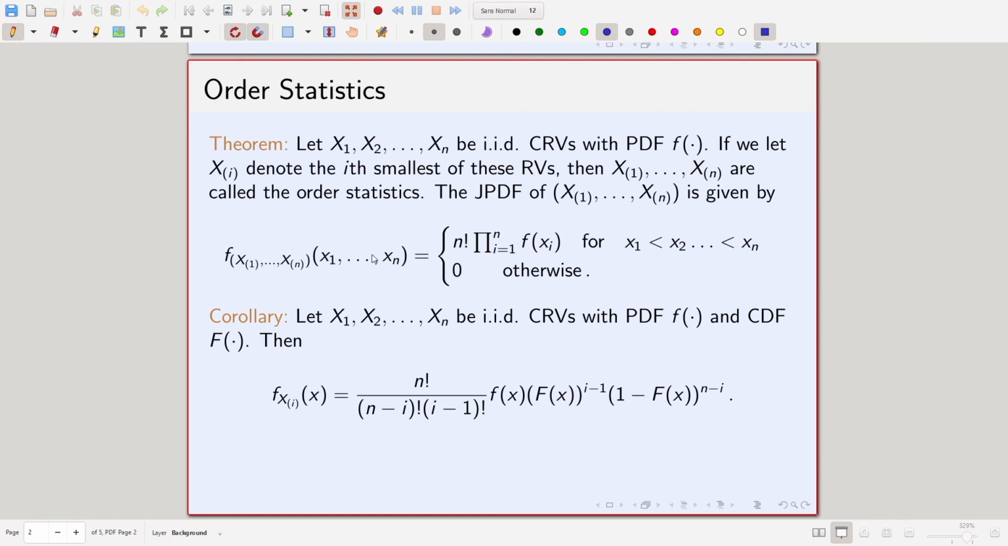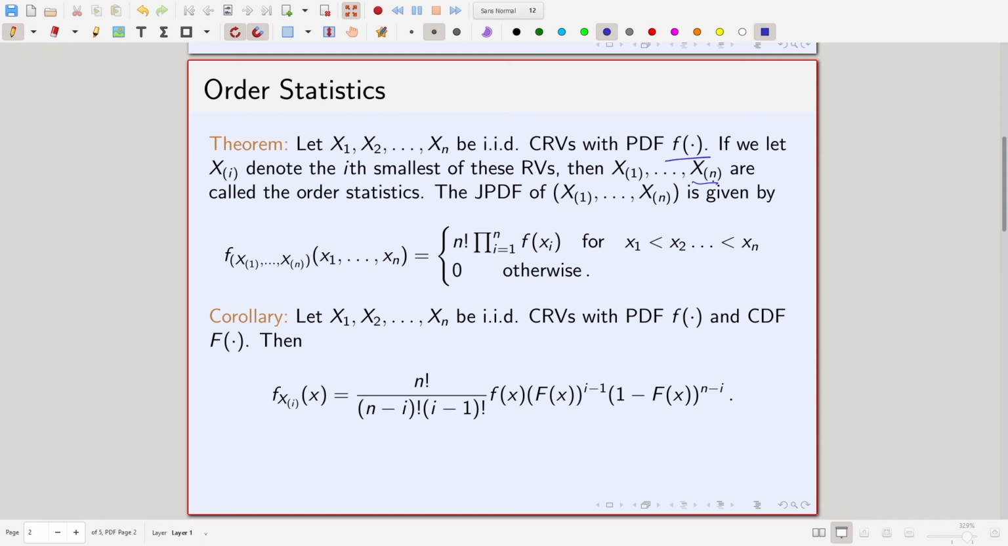So what is order statistics? It's a theorem. Let x1, x2 and so on up to xn be independent and identically distributed continuous random variables with probability density function small f. If we let x bracket i denote the ith smallest of these random variables, that means x bracket 1 is the smallest, x bracket n is the maximum one, x bracket 2 is the second smallest, x bracket 3 is the third smallest and so on.